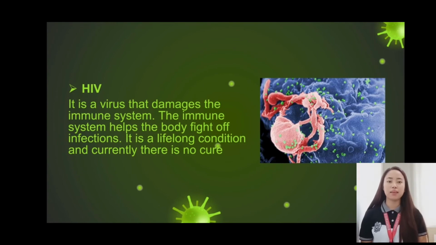The number 4 example is HIV. It is a virus that damages the immune system. The immune system helps the body fight off infections. It is a lifelong condition and currently there is no cure.